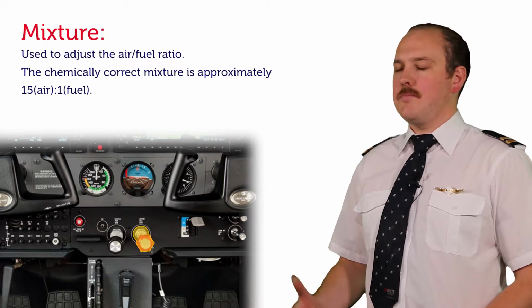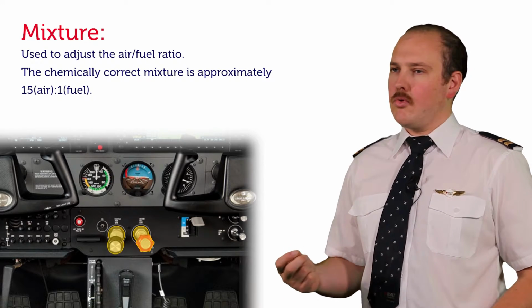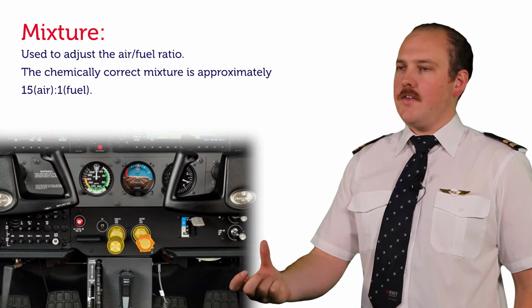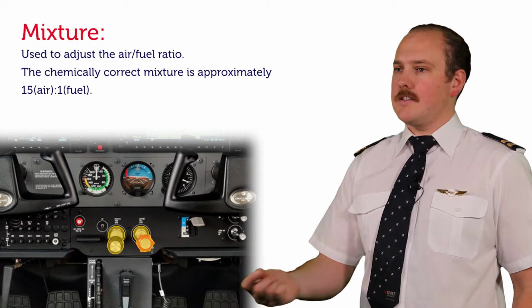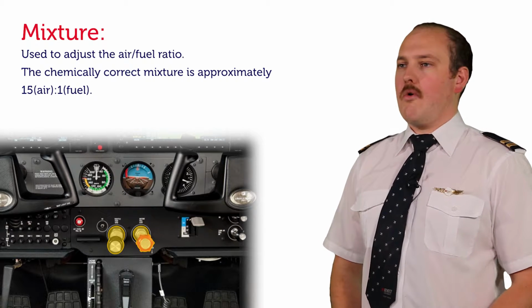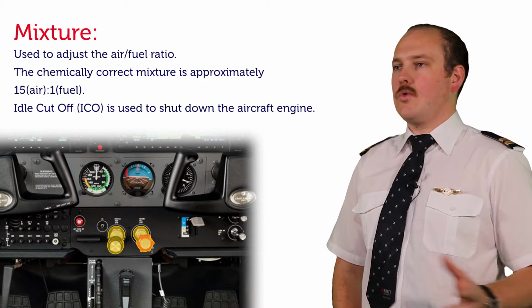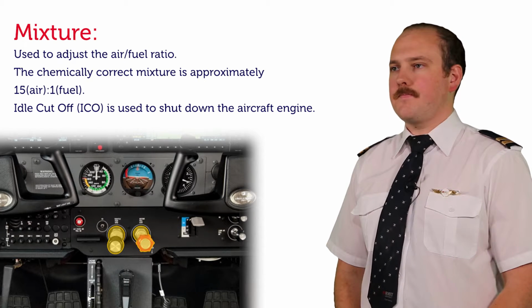The way we control that is by pushing the little button in and then pushing the mixture full rich, which means we're putting more fuel into the engine. If we then push our button in and pull the mixture out, what we're now doing is moving the mixture control into the idle cutoff position, which will take all of the fuel out of the engine.